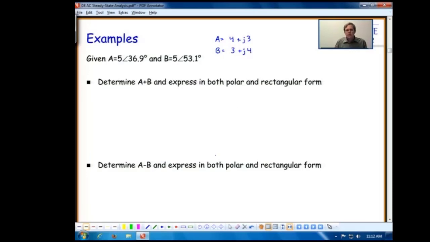So go ahead and pause the video and figure out A plus B, the sum of those two complex numbers, write it down in rectangular form, and then convert it to polar form. Use your calculator if you have one. You should get used to using it because you'll probably get a lot of use out of it in this part of the course.